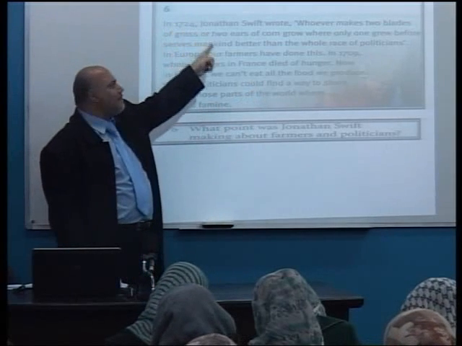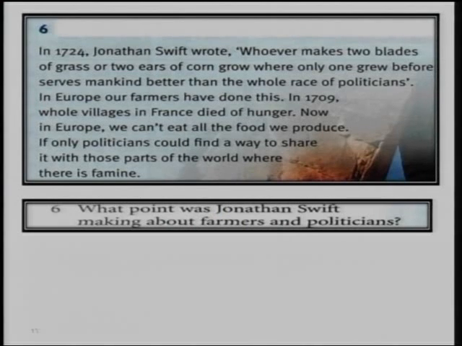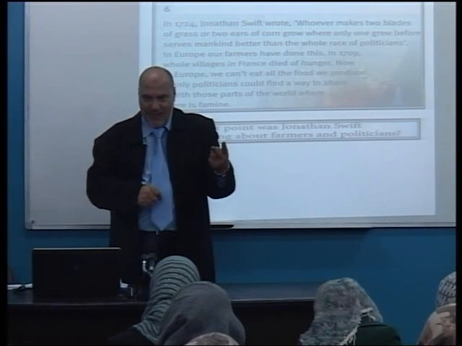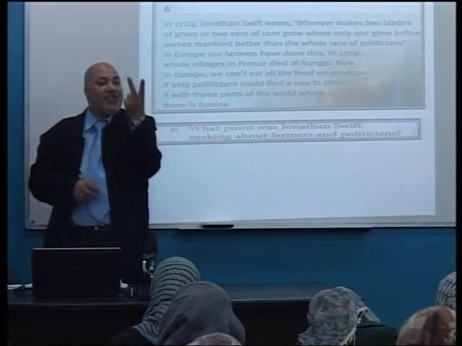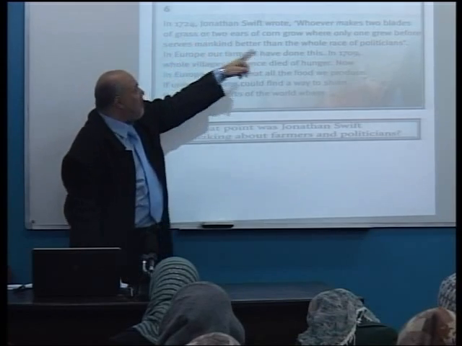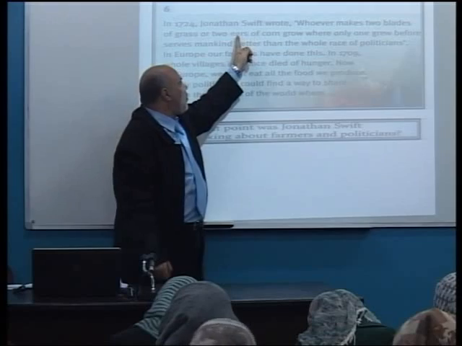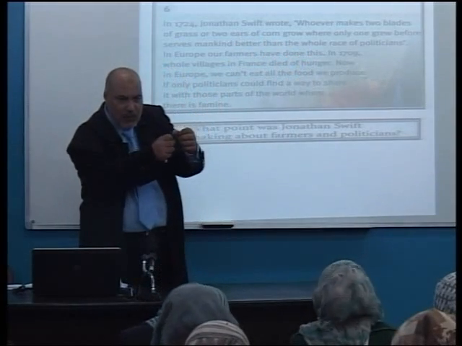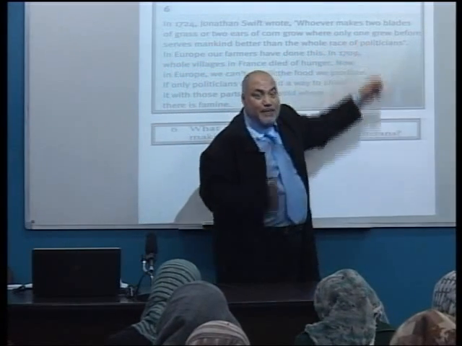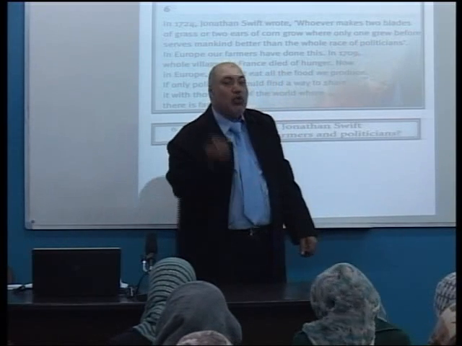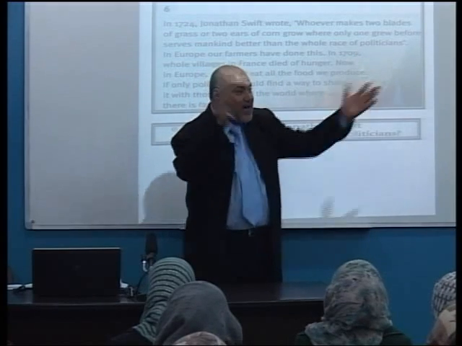In 1724, Jonathan Swift wrote something. Whoever makes 2 blades of grass or 2 ears of corn grow where only one grew before, this is the subject of the sentence. The person or the people who make two things instead of one, two blades of grass or two ears of corn, it's better. Who gives me two instead of one, better. 200 instead of 100, better. 1,000 instead of 100, better.